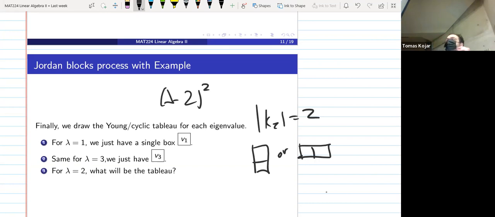So how do you find the number of boxes on the first column? How can you get the number of boxes in the first column? Yeah, I see your hand. Yeah, thank you, Sakura. So the number of boxes on the first column is kernel of n.